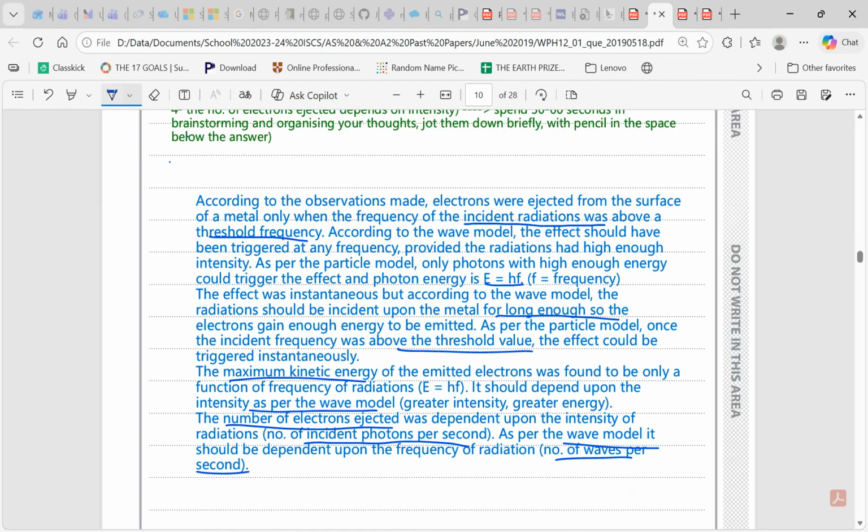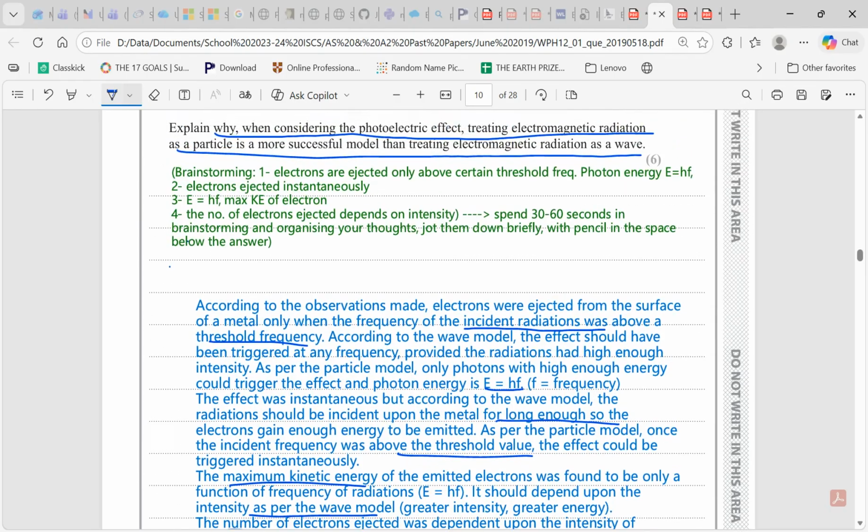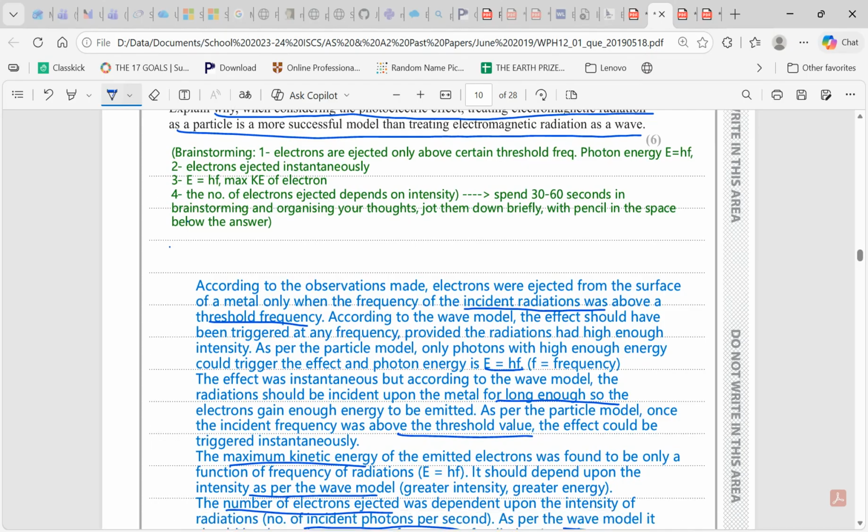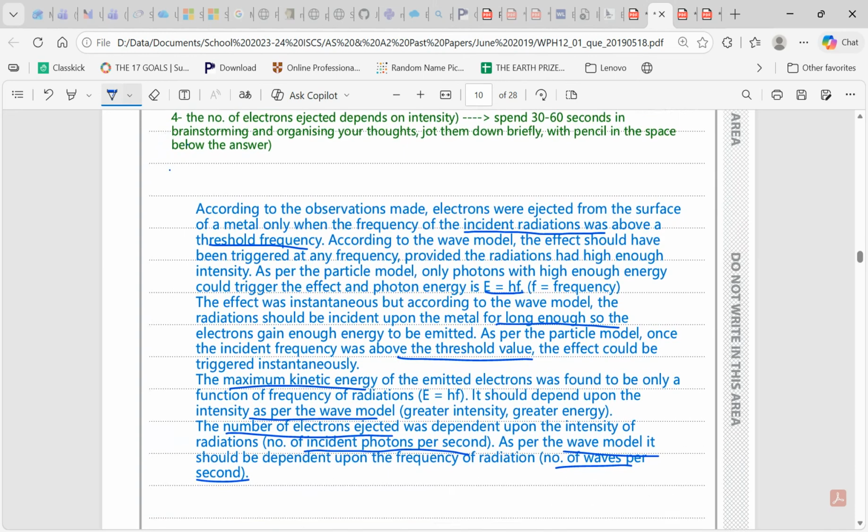And that completes your entire answer. All the points that we have jotted down during our brainstorming, 30 seconds or a minute, we have now organized and structured in a proper sequential way. So each observation is followed by how it can be explained successfully by the particle model, and how the wave model fails to explain it. Now this kind of an answer is surely going to get a whole 6 out of 6.